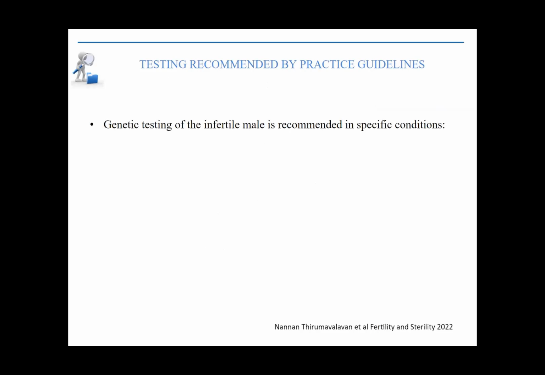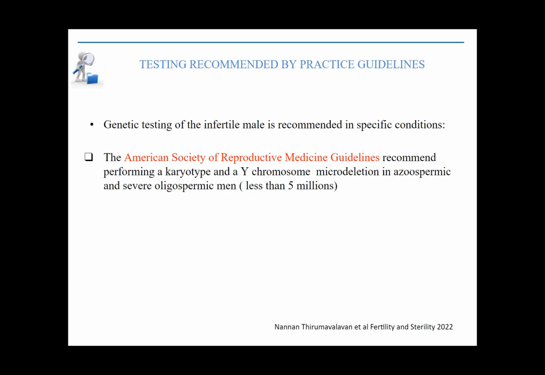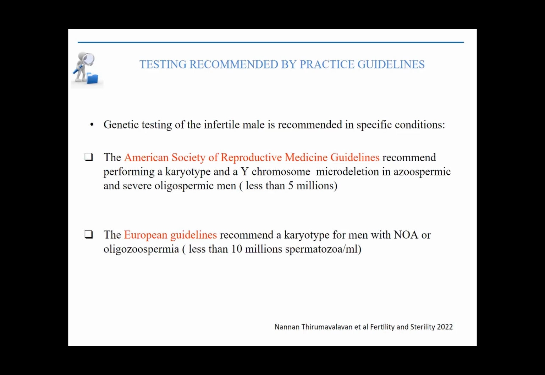Testing recommended by practice guidelines. Genetic testing of the infertile male is recommended in specific conditions. The American Society of Reproductive Medicine guidelines recommend performing karyotype and Y chromosome microdeletion testing in azoospermia and severe oligospermia men, less than 5 million in spermogram. The European guideline recommends a karyotype for men with non-obstructive azoospermia or oligospermia less than 10 million spermatozoa per ml.